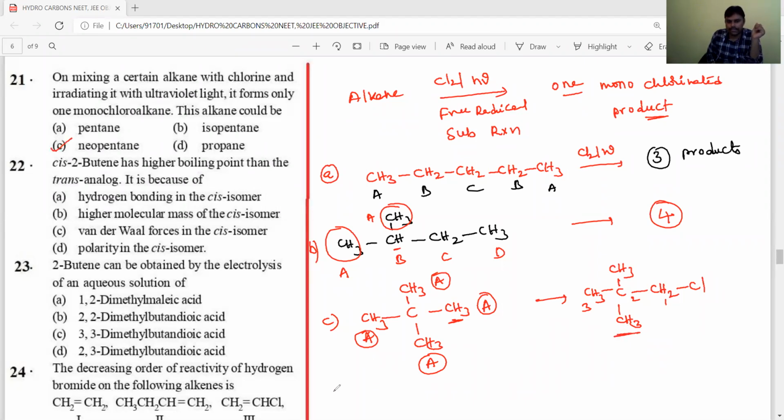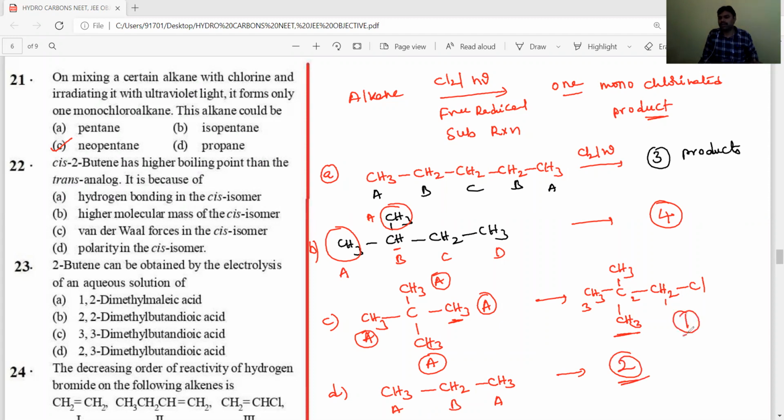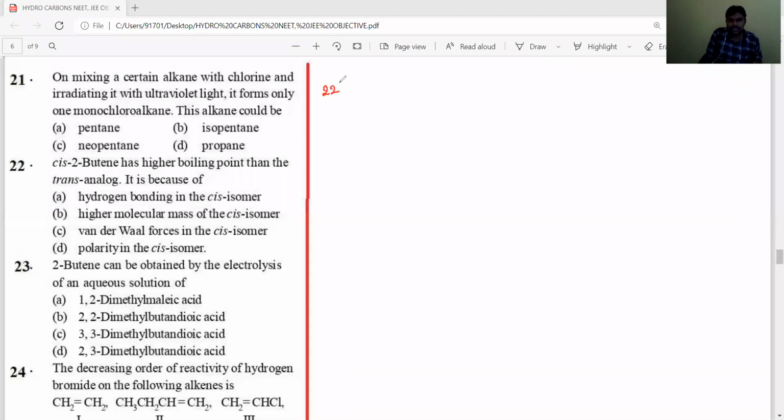Next, propane on monochlorination. This is A and A type, meaning these 2 CH3 groups are the same kind, and this is B. On monochlorination, we will get 2 products. Only one monochlorinated product is possible on monochlorination of neopentane. So the answer is C. Okay, students, let's see the 22nd question.